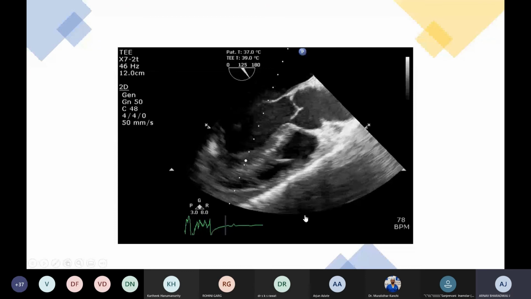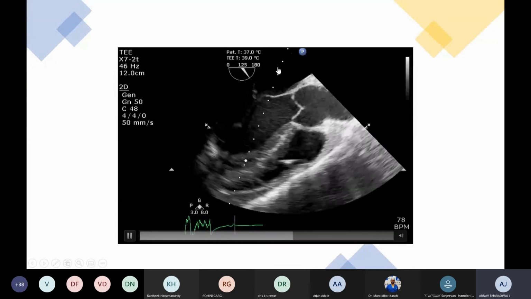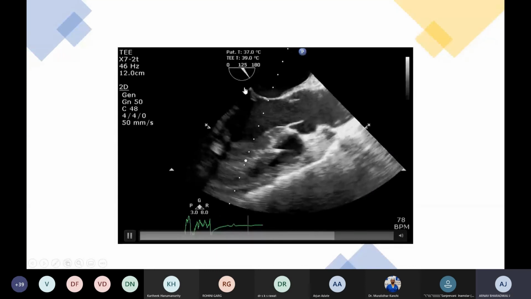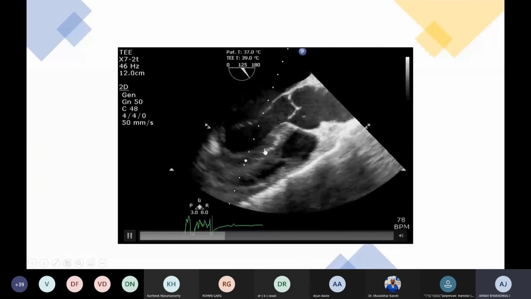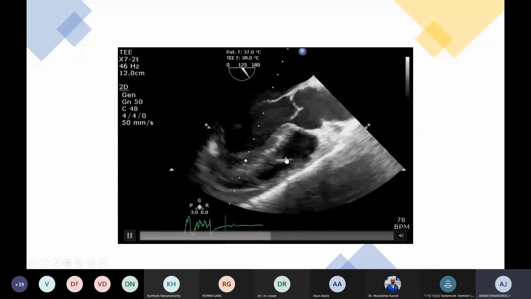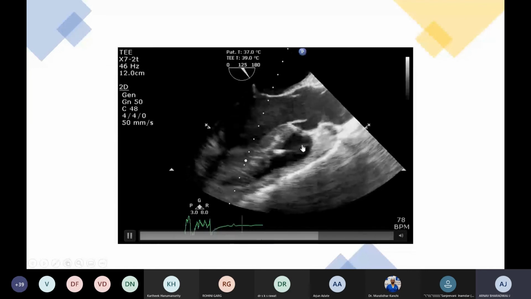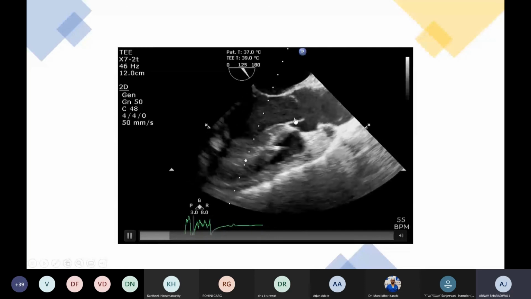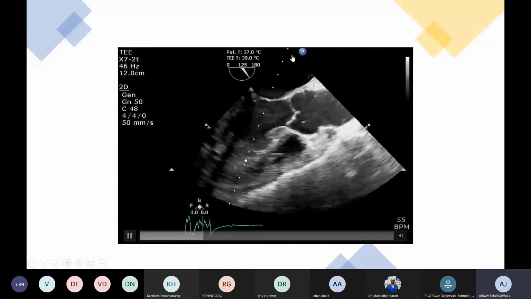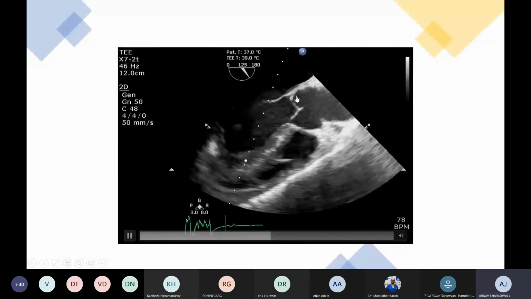This is the mid-esophageal aortic long axis view. Here you see the left atrium. This is the mitral valve. This is the anterior mitral leaflet. This is the posterior mitral leaflet. This is the LV cavity, interventricular septum. This is the right ventricle. You can see the PA catheter here, which is moving, and these are the valve cusps. The valve which is near to the right ventricle is the RCC, that is the right coronary cusp, and the one opposite to the RCC is either NCC or LCC according to the probe position.